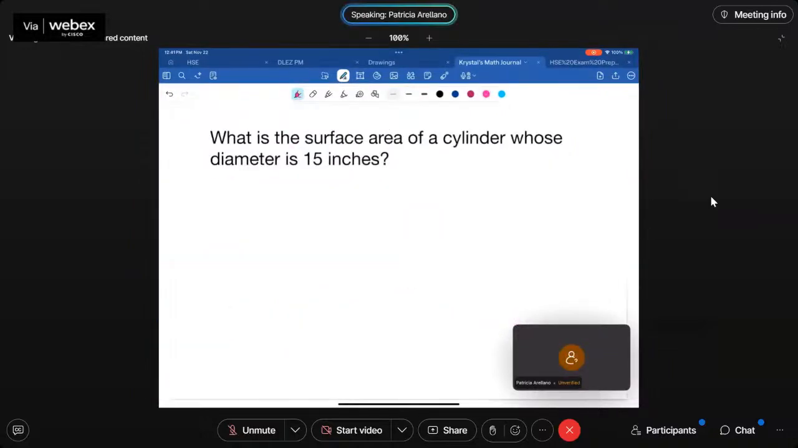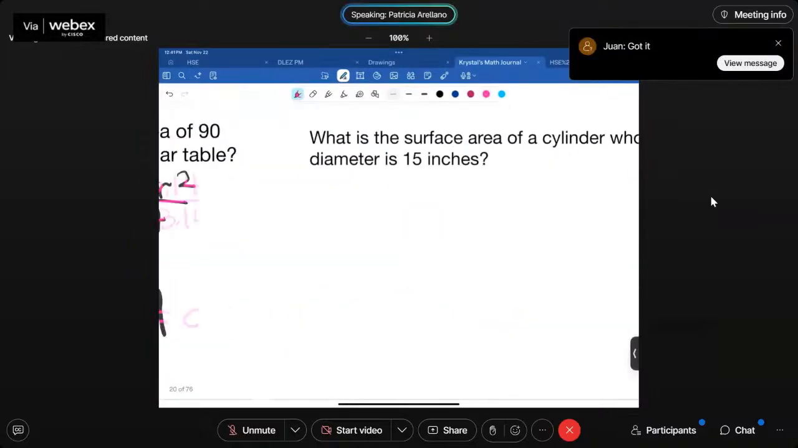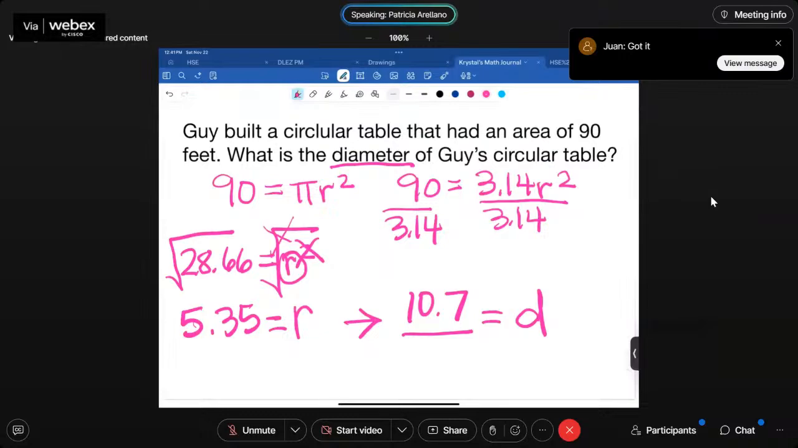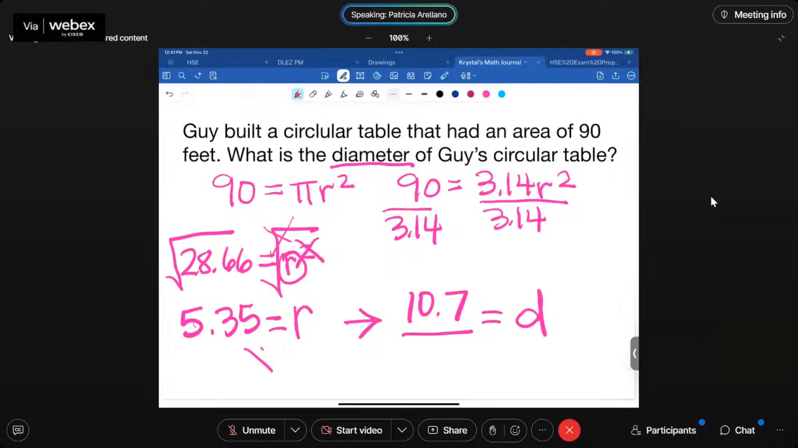Miss Krystal, I have a question first. Yes. So where did the 10.7 come from? How did we get the radius of that? Your diameter is twice your radius. So 2 times 5.35 is 10.7. Always, if you know your radius and you're looking for your diameter, multiply your radius by 2 to get your diameter. If you have your diameter and you're looking for your radius, divide it by 2 to get your radius. Okay, so it'll be opposite. Okay. Thank you. No problem.